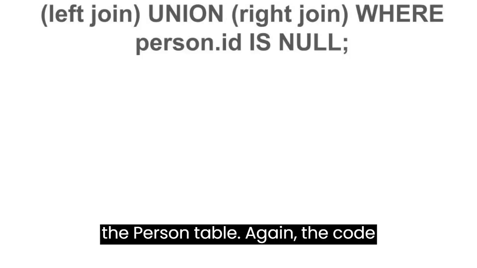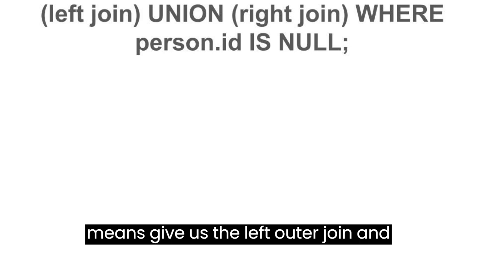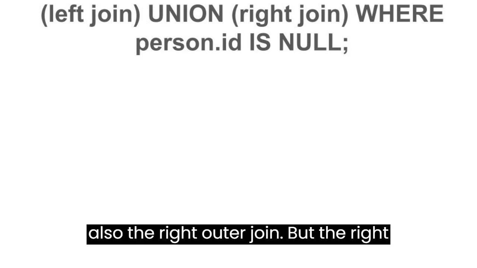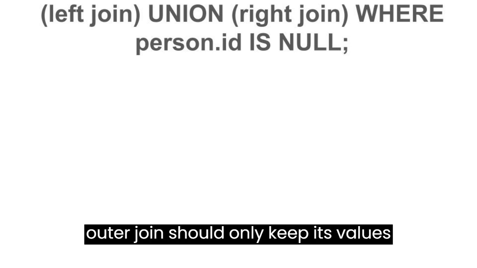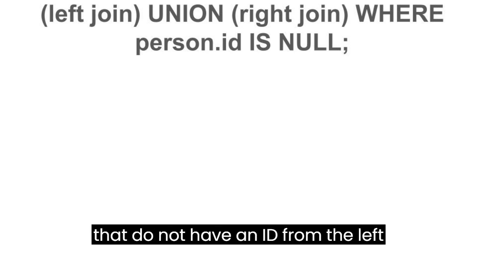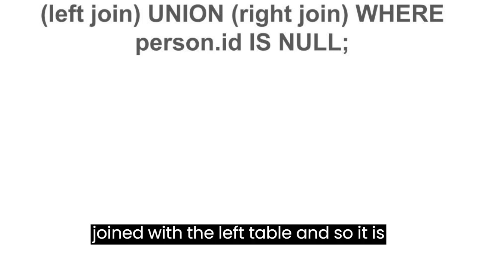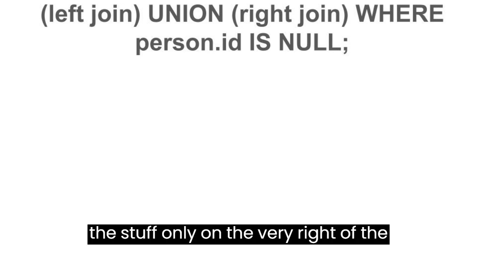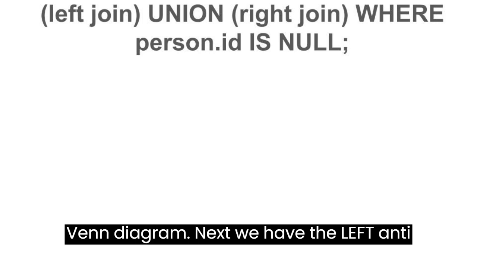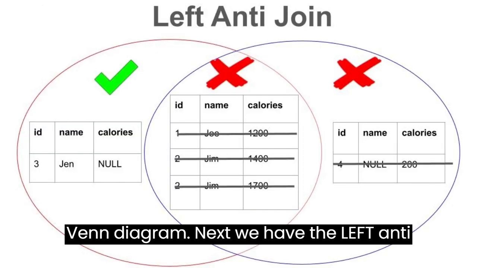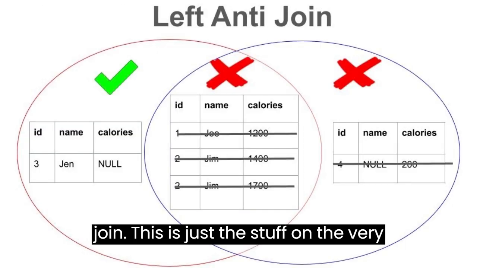Again, the code means, give us the left outer join, and also the right outer join, but the right outer join should only keep its values that do not have an ID from the left table, or in other words, were never joined with the left table. And so it is the stuff only on the very right of the Venn diagram. Next, we have the left anti-join. This is just the stuff on the very left.